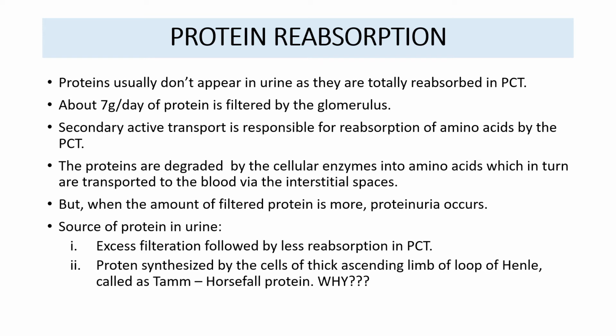Because the protein reabsorption process is present only and only in the proximal convoluted tubule, and these proteins are synthesized in the thick ascending limb of Henle. After the PCT, there is no mechanism for absorption of protein, and so the proteins secreted by the thick ascending limb of Henle will come to the urine, and so you can see the protein in urine. Okay.